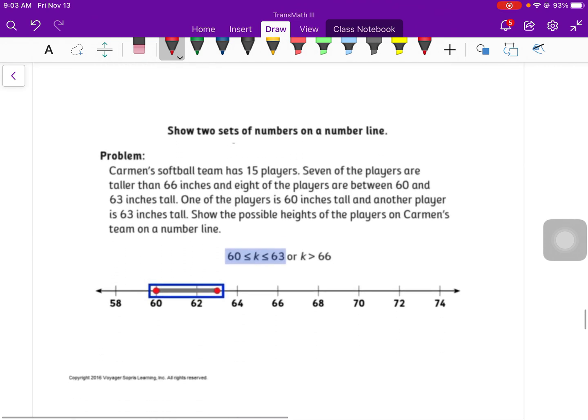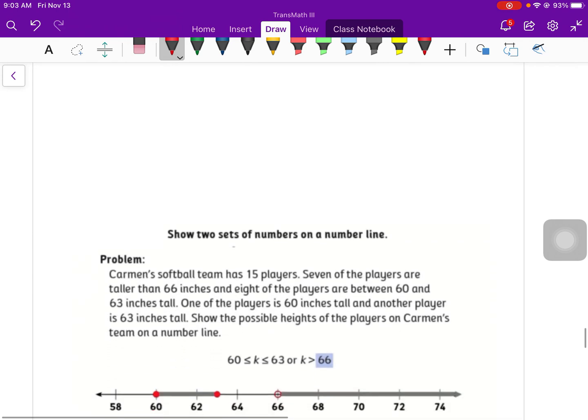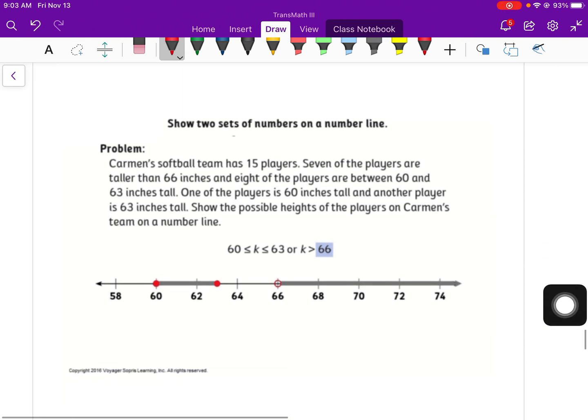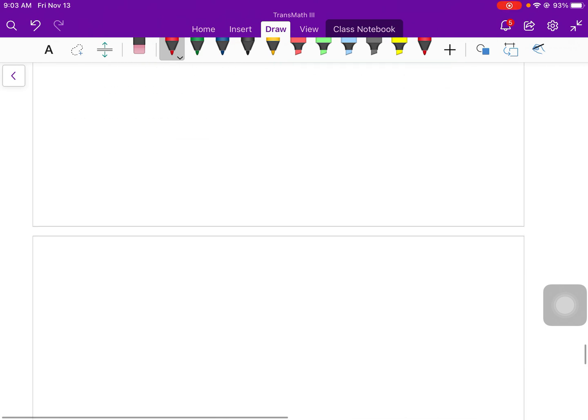Those arrows, those lines, mean they go on forever. Any dot that I could find on one of these lines that I drew would be a solution. So there's no upper bound is the fancy term. Maybe there's a player on Carmen's softball team who's 37 feet tall. I don't know, but that's a possibility. Sincerely doubt it, though.